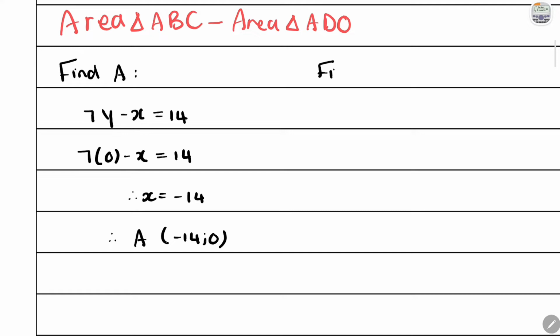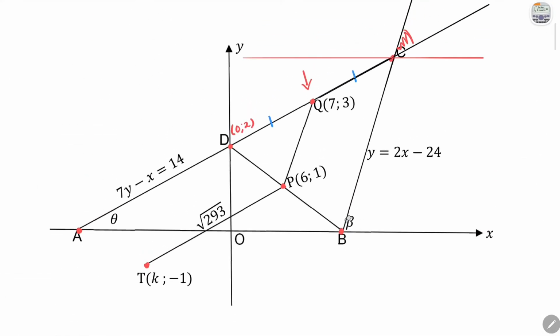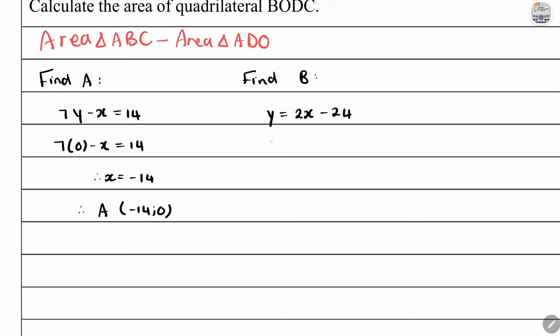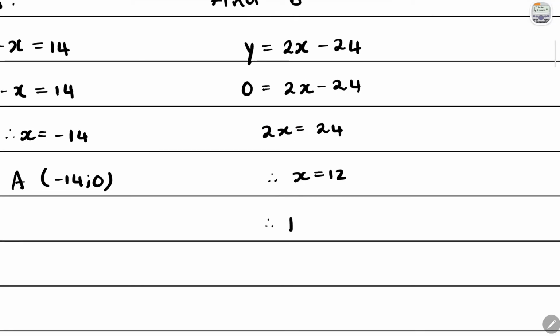And then we need to find the other point B, and that one lies on BC. To find B, we're saying it's the x-intercept of this line. Because it's the x-intercept, you make y equal to 0. So we're saying 0 is equal to 2x minus 24. If you transpose negative 24, you get positive 24 equals 2x, which is the same thing as 2x equals 24. If you divide both sides by 2, x is finally equal to 12. So B is the x-intercept 12 and 0.